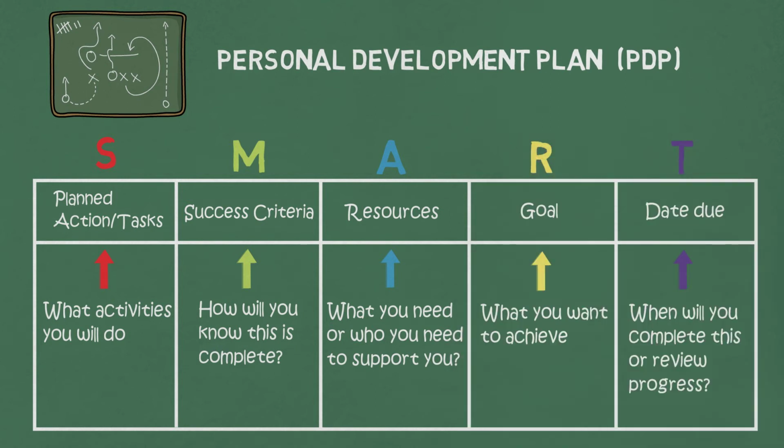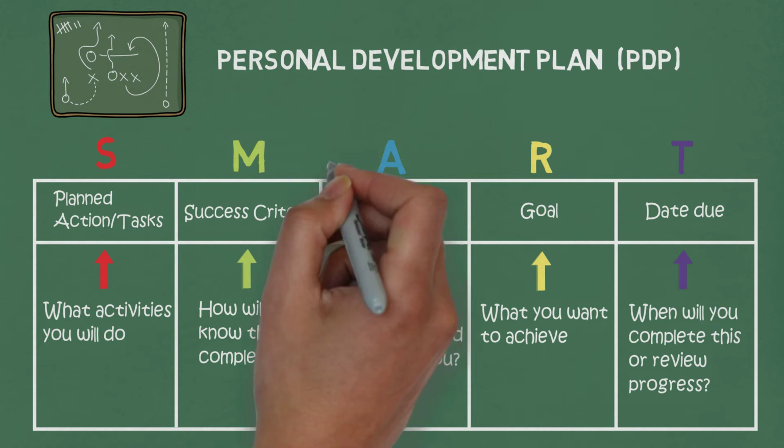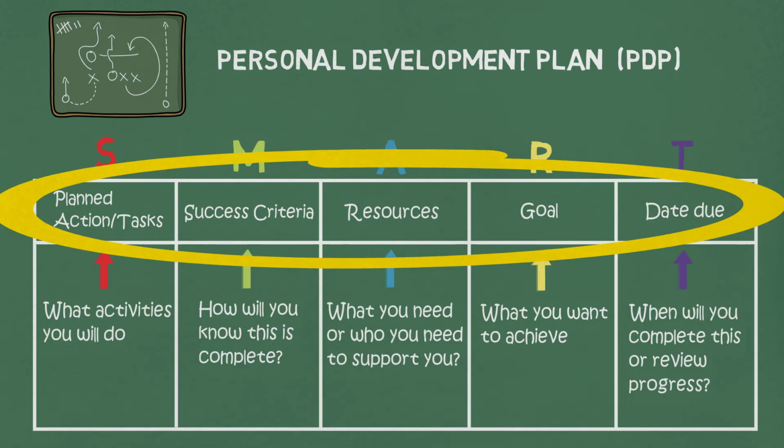Defining tasks makes it specific. Defining success criteria makes it measurable. Having the required resources makes it achievable. Making sure the objective aligns with the goal ensures the objective is relevant. Setting a date makes it time-bound. All of these elements put together form an objective.